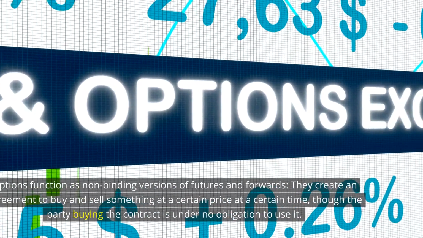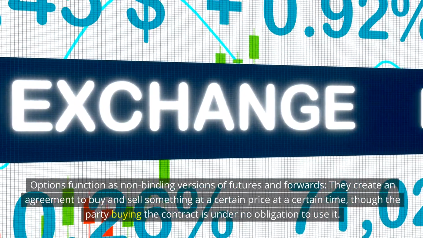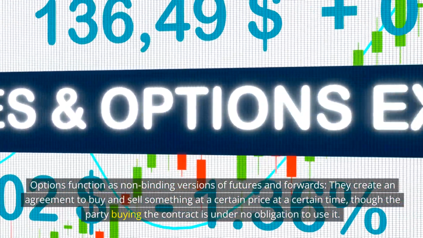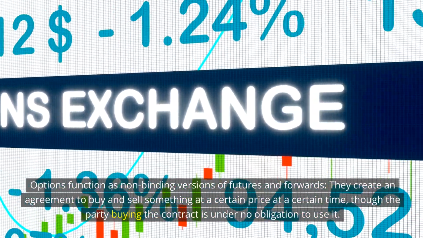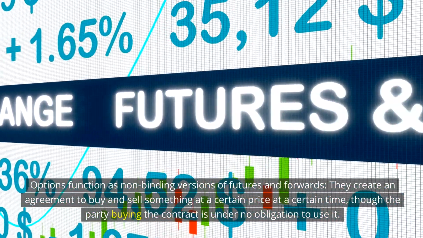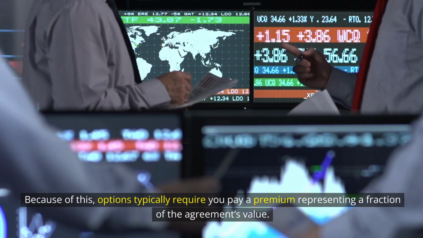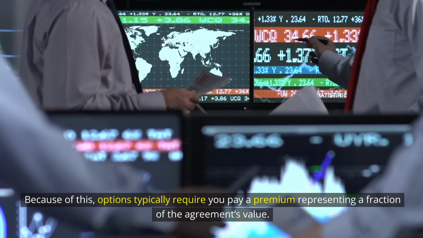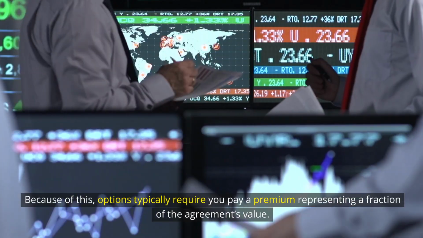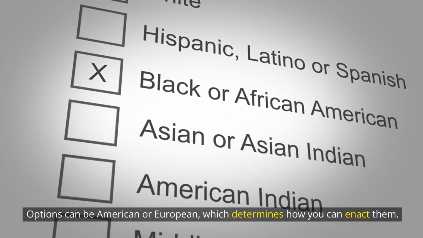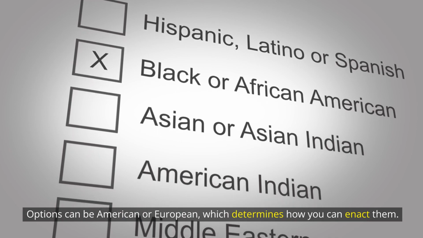Options. Options function as non-binding versions of futures and forwards. They create an agreement to buy and sell something at a certain price at a certain time, though the party buying the contract is under no obligation to use it. Because of this, options typically require you pay a premium representing a fraction of the agreement's value. Options can be American or European, which determines how you can enact them.